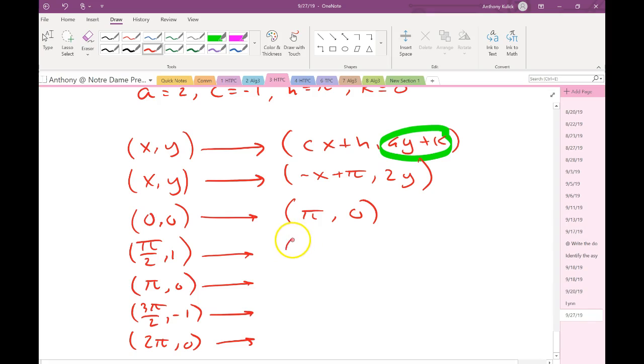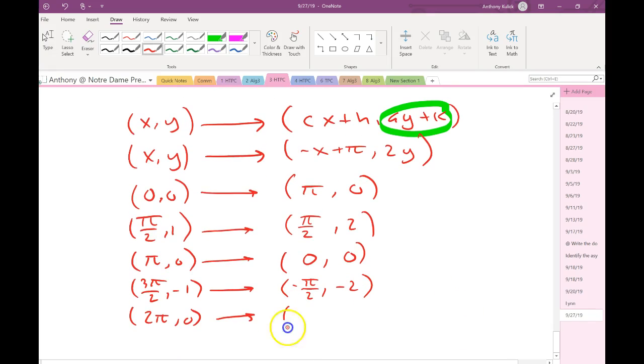When I plug in pi over 2, I get negative pi over 2 plus pi, which is just pi over 2 again. And then 2. When I plug in pi, I get 0. And when I plug 0 in, I get 0. When I plug in 3 pi over 2, I get negative 3 pi over 2, and when I add pi, I get negative pi over 2. And then negative 2. And when I plug in 2 pi, I get negative pi, and then 0 again.